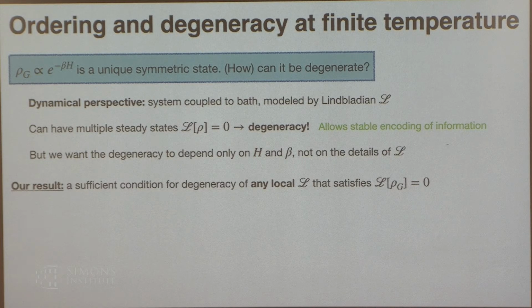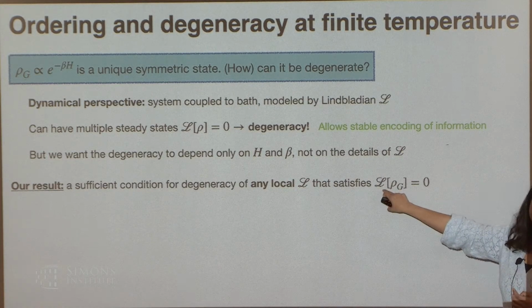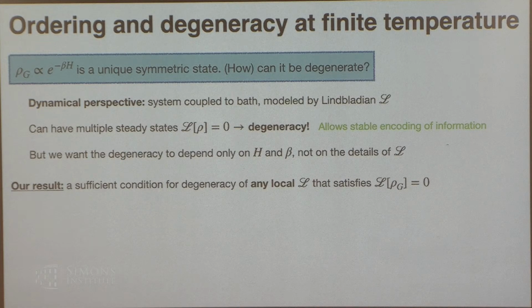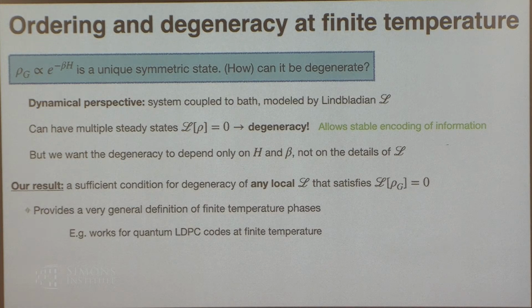So our result is going to be a sufficient condition for a degeneracy. Again, a degeneracy is this non-trivial phase of any local Lindbladian for which the global Gibbs state is a steady state. And this provides a very general definition of finite temperature phases, and it works for quantum LDPC codes and perturbed quantum LDPC codes at finite temperatures.